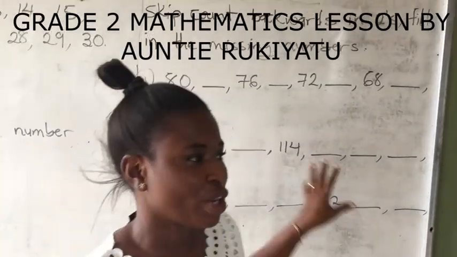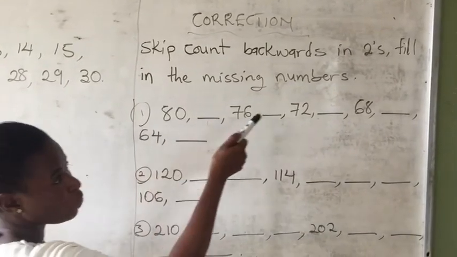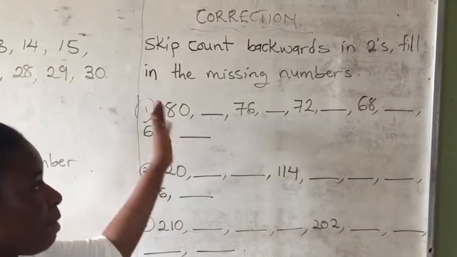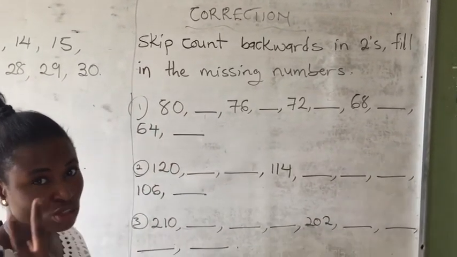Let's look at our correction for the previous exercise I gave you. Now we have to skip count backwards in twos and fill in the missing numbers. And I believe you remember the rule for counting forward in twos. We are just adding 2.